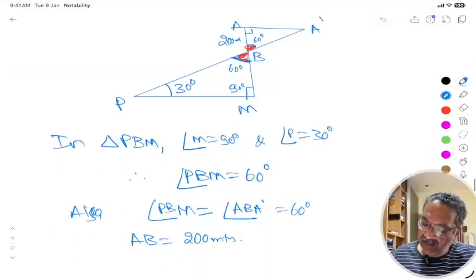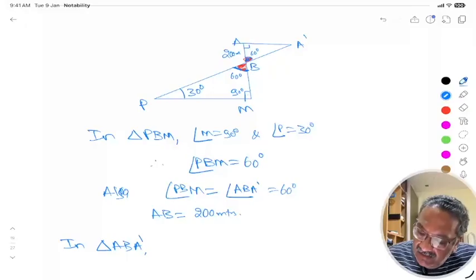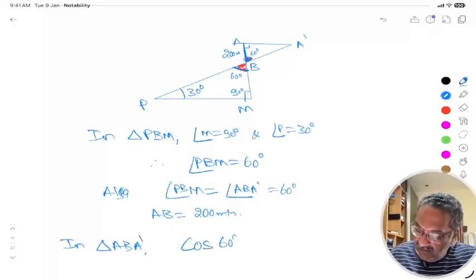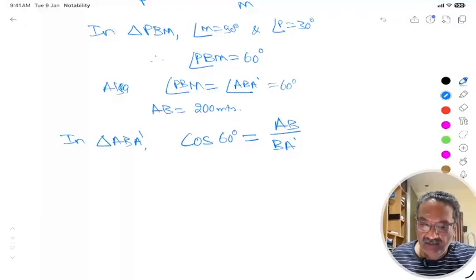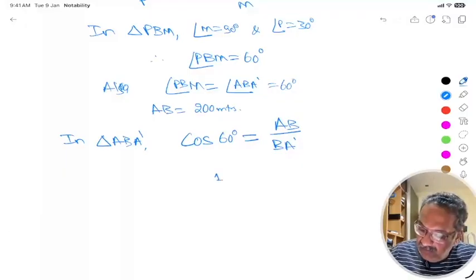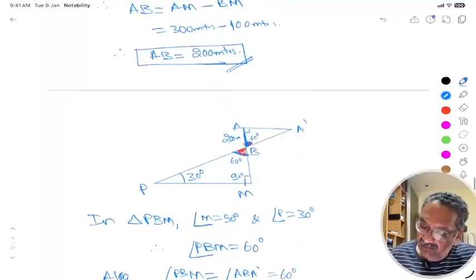Okay. In triangle ABA dash, for 60 degree, AB is adjacent. So cos of 60 degree will be equal to adjacent AB by hypotenuse BA dash. Alright. So what is the value of cos 60? Cos of 60 degree is half. So half is equal to AB is 200 by A dash B. Therefore A dash B is equal to, cross multiply, 400 meters. We got A dash B as 400 meters.